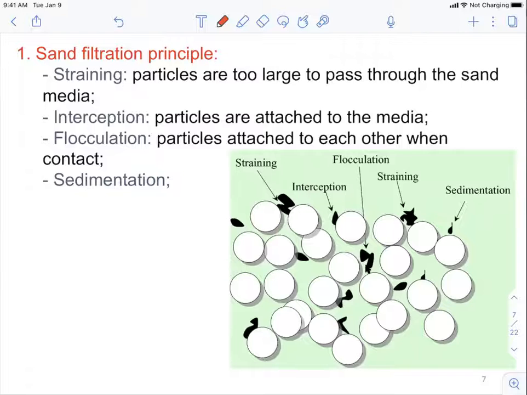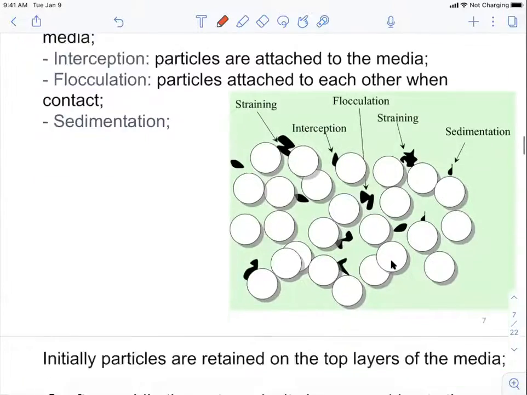We can also have flocculation. What flocculation means is that the particles attach to each other. You have a particle attached onto the surface, or maybe before they attach, the particles can attach to each other, forming larger particles, and then they get trapped in the sand filter. And finally, you can have sedimentation, where because of gravity, particles just get collected onto the sand filter. So there are different mechanisms for people to remove these smaller particles, right?